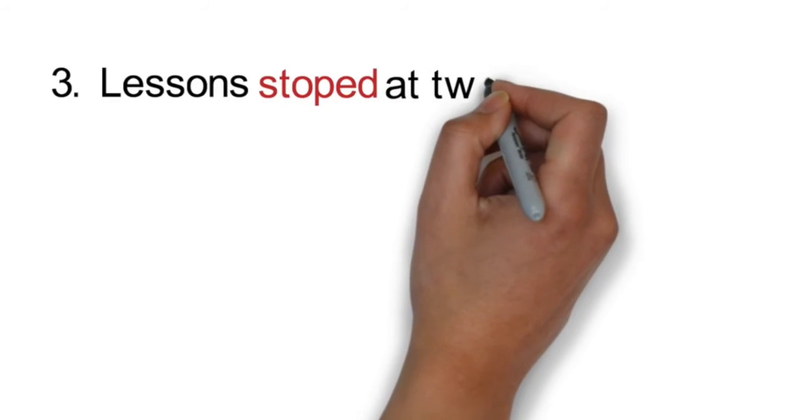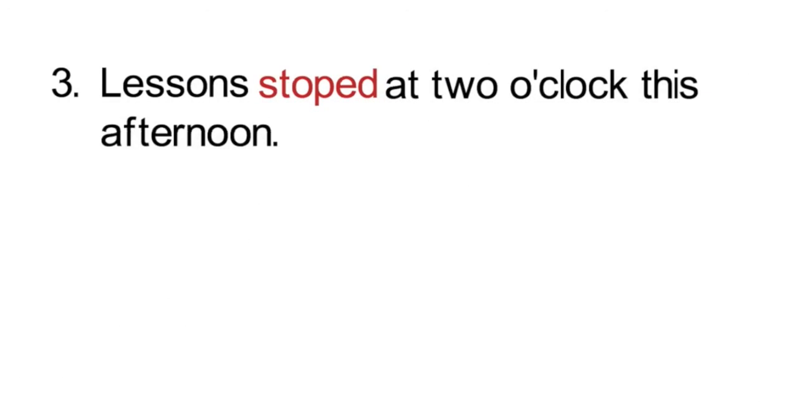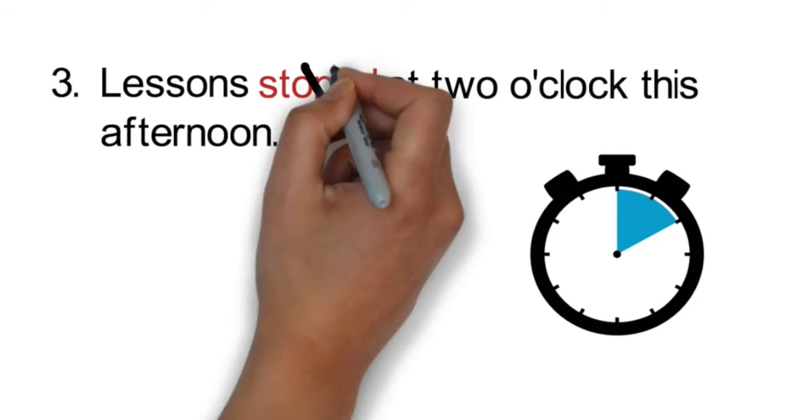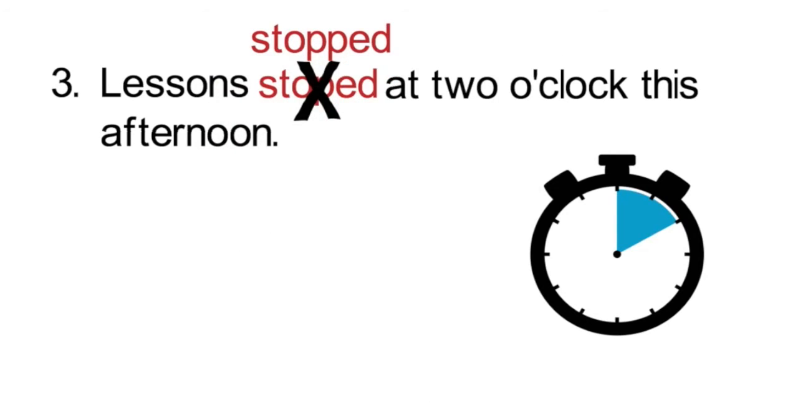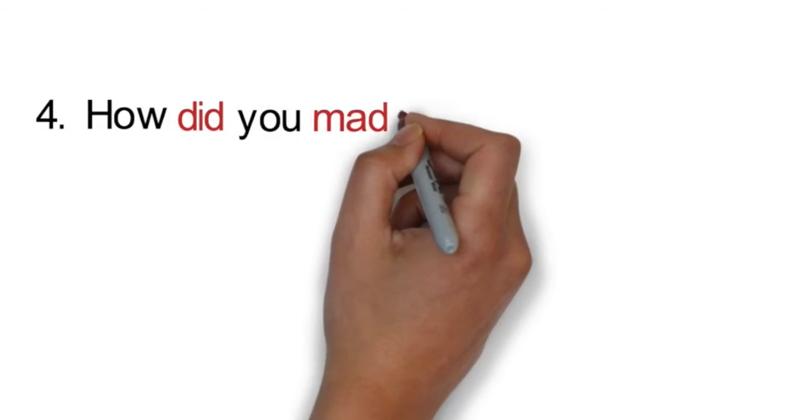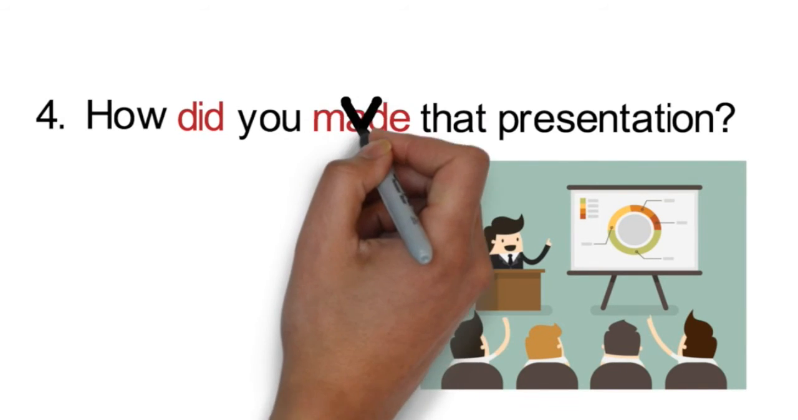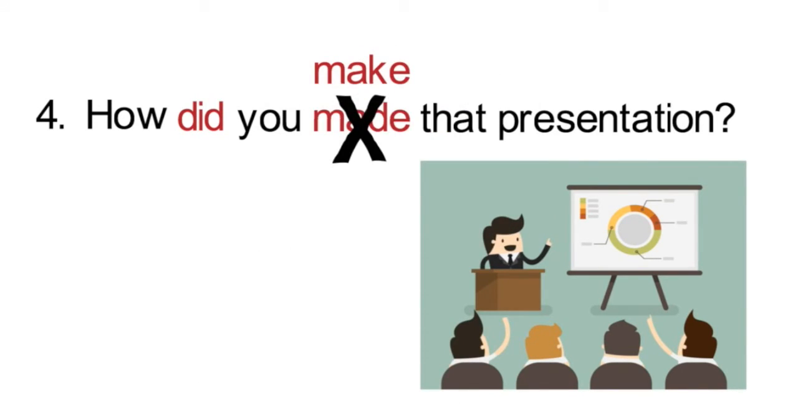Let's look at the next sentence. Can you find the mistake in number 3? Lesson stopped at 2 o'clock this afternoon. That's right. This mistake is a spelling mistake. Look back at the spelling rules table. Remember, you have to double the letter P. S-T-O-P-P-E-D. Stopped. What's wrong with sentence number 4? How did you made that presentation? It should be, how did you make that presentation? We need to use the base form of the verb when forming questions.